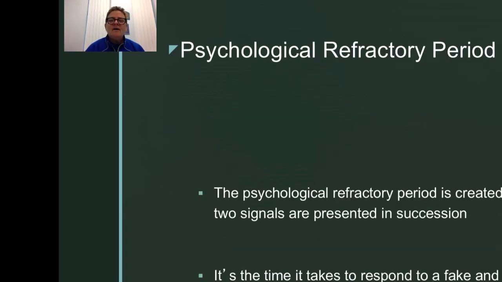Finally, today in our slide set, we're going to look at something called the psychological refractory period. The psychological refractory period is the same as the fake. And what it means is that two signals are presented in succession. Really, it is the time that it takes to recognize that a fake has been delivered, to respond to that fake, and then recognize that a second stimulus has been given, and that second stimulus is actually the real stimulus.